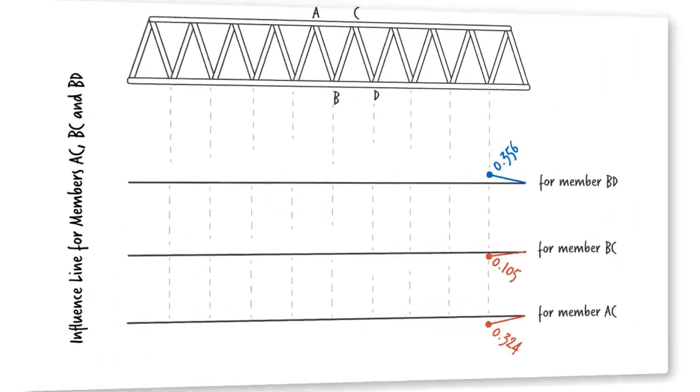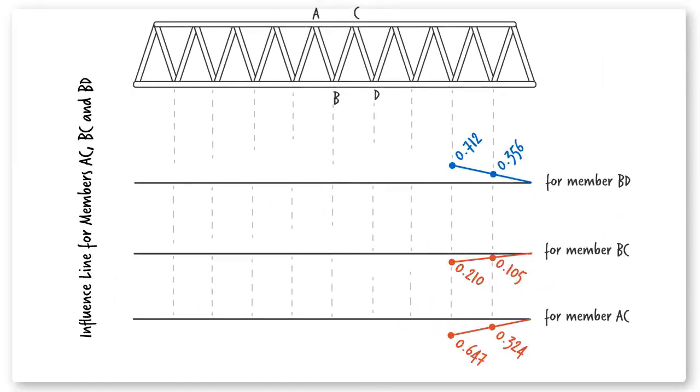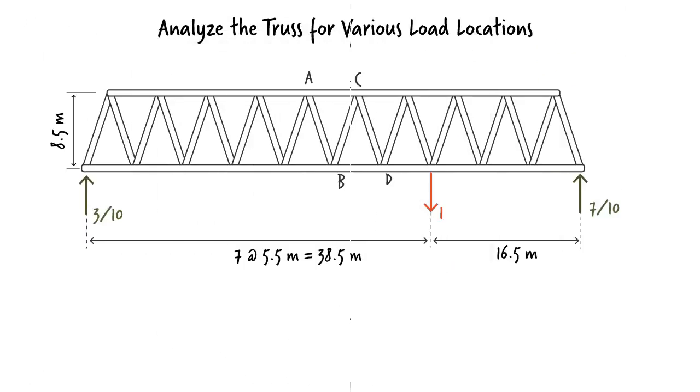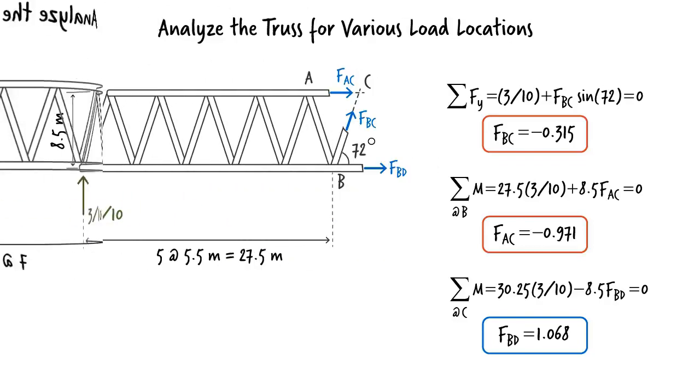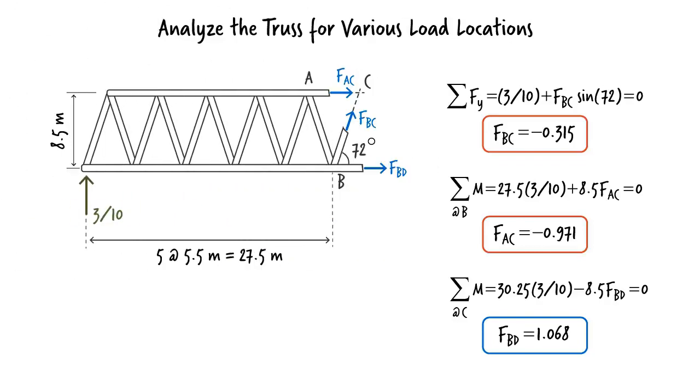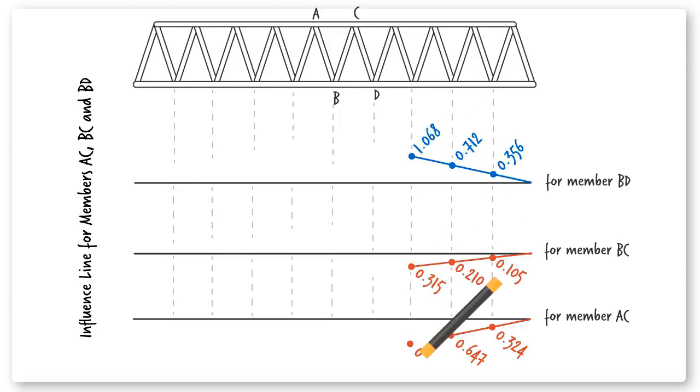Updating the influence lines, we continue moving the unit load along the bottom joints. In each step, we determine the support reactions, then cut the truss, write the equilibrium equations, and determine the unknown forces before updating the influence lines.